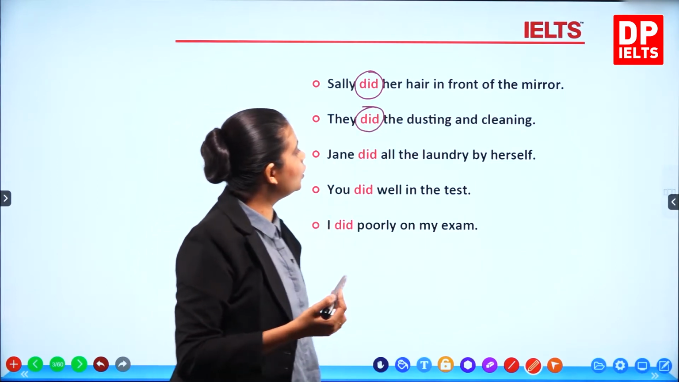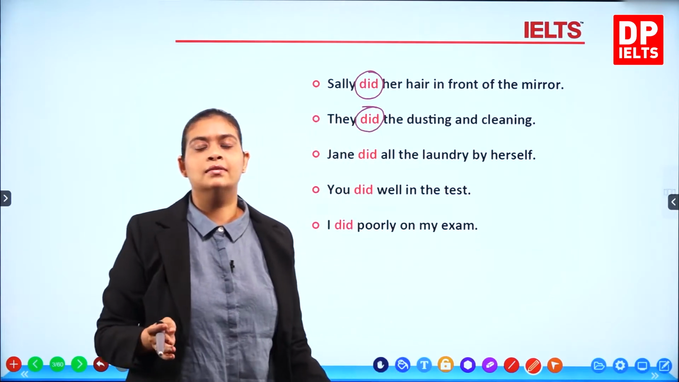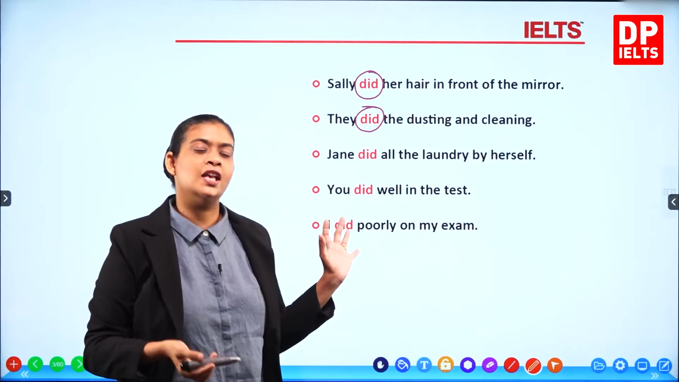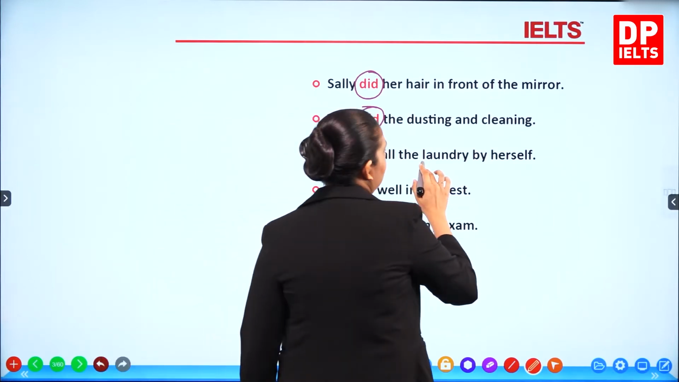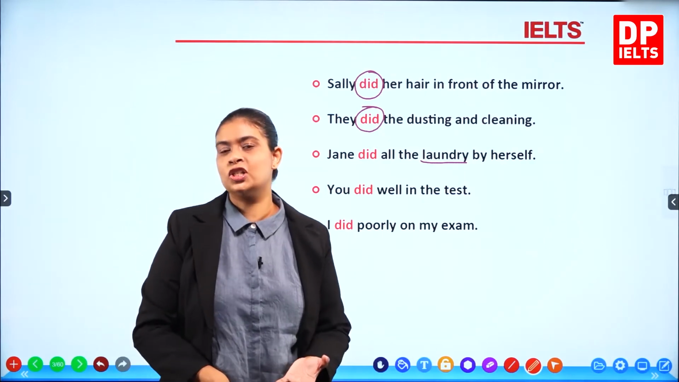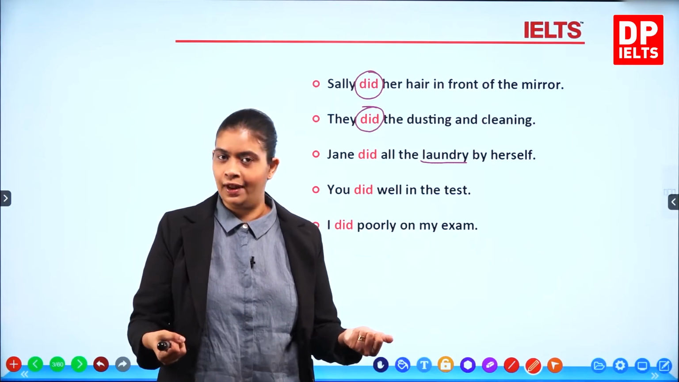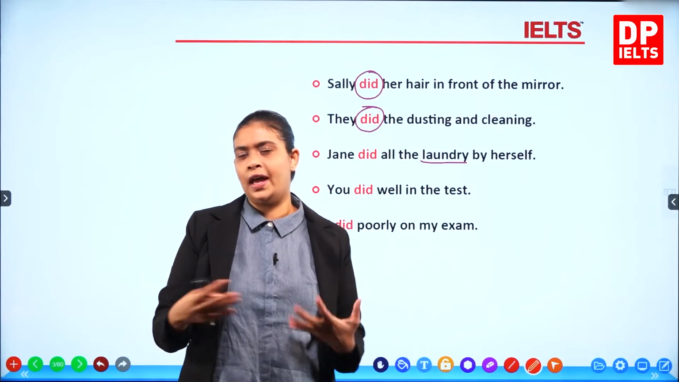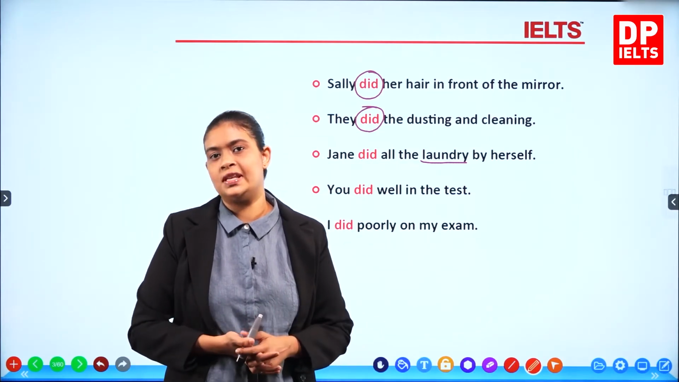Jane did all the laundry by herself. Jane did all her laundry. So did means she has already completed the action. What do you mean by laundry? Laundry means putting your clothes to wash and then you make sure that you take it out, you dry it, right? And then you obviously fold your clothes. So all of that we say usually when you want to wash and dry your clothes, we say laundry.